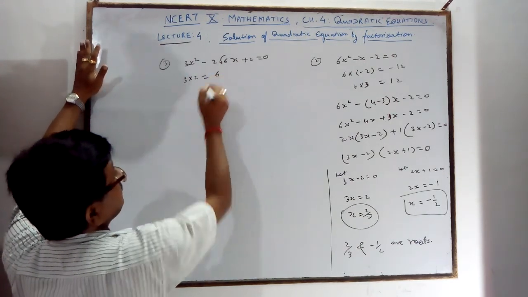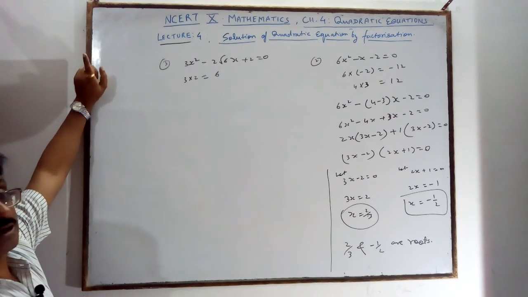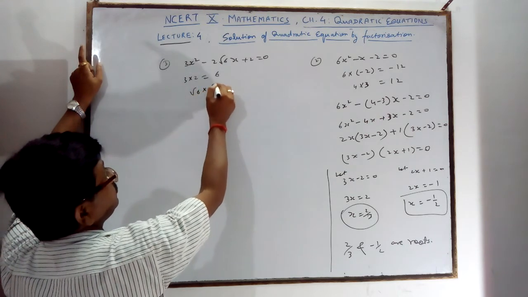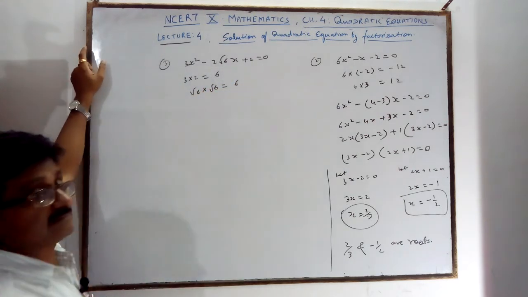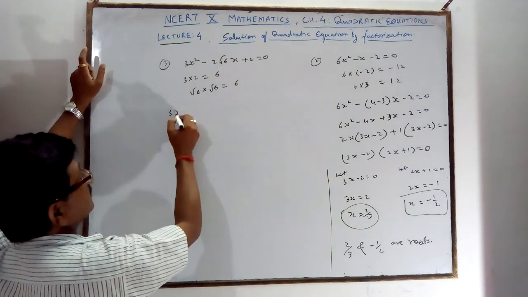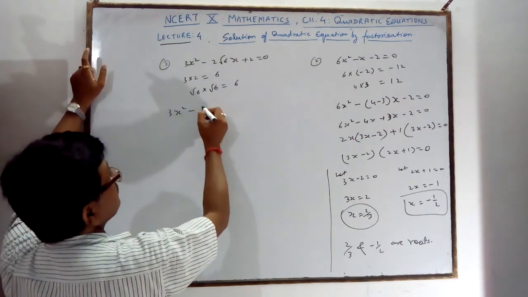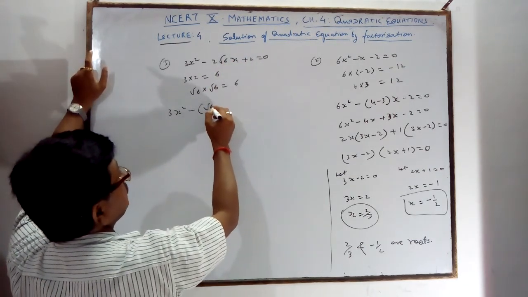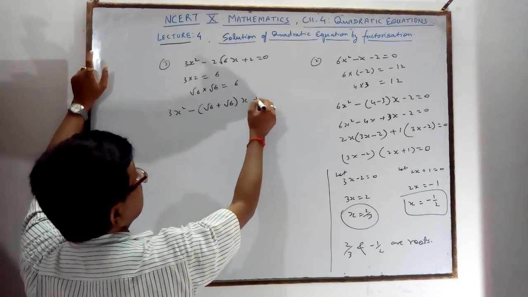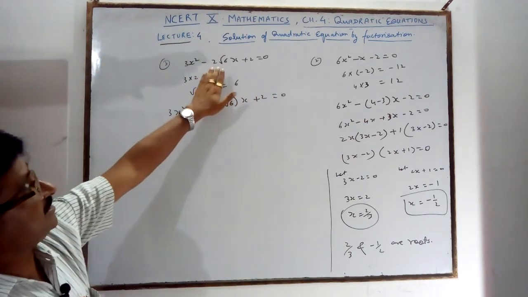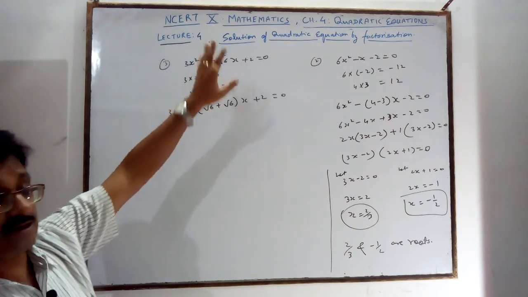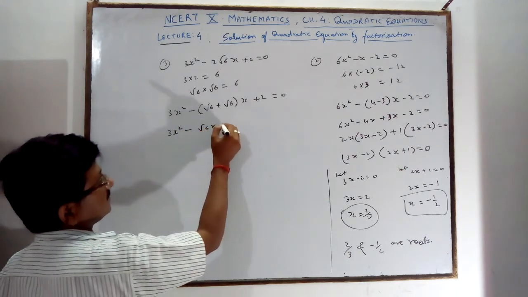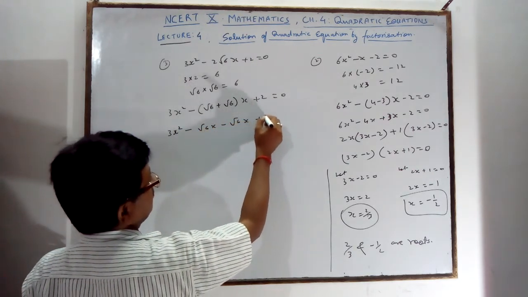3 times 2 is 6. So by which two numbers do you get the 6? Root 6 also. So root 6 into root 6 gives you 6. Very simply. Therefore 3x square minus, what will you write? 2 root 6 will be written as root 6 plus root 6, x plus 2. Then open the bracket: 3x square minus root 6x minus root 6x plus 2.